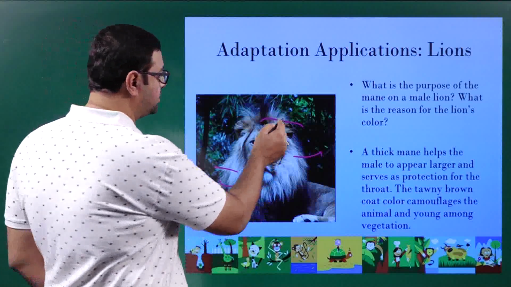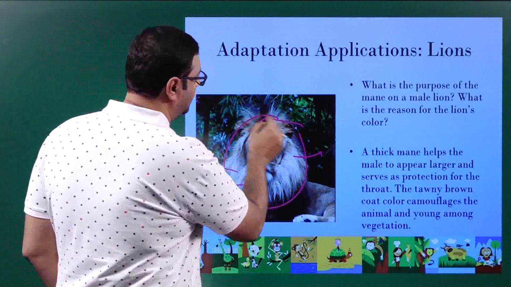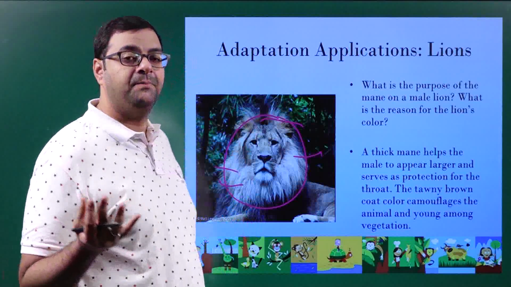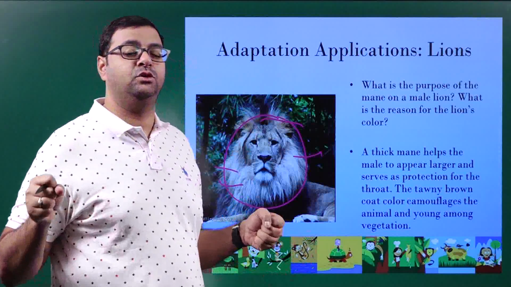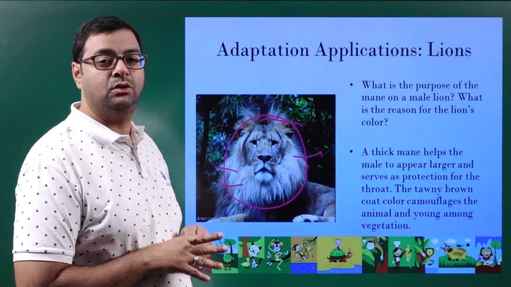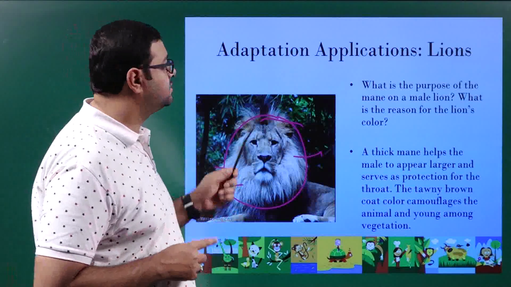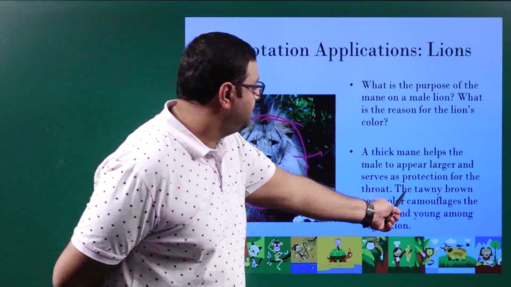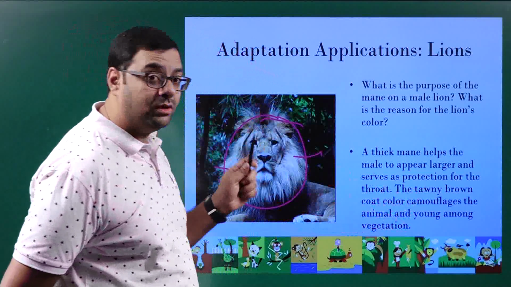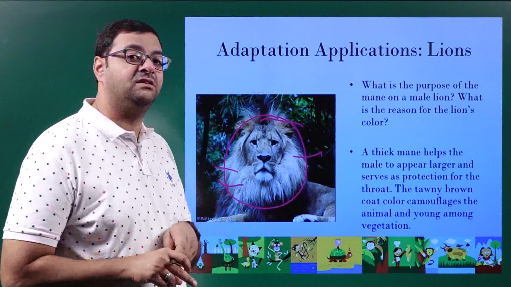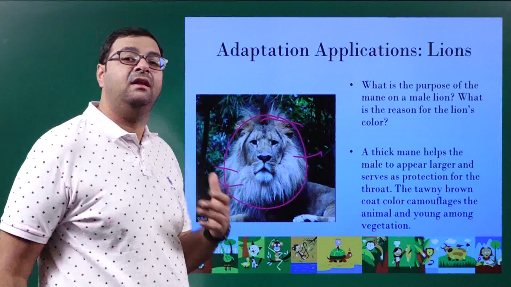So this mane, what does it do? It actually helps the lion to look more ferocious and more aggressive. It gives that large, bulky look to the lion. So that is the purpose of the mane. And one more thing I forgot to tell you, it doesn't expose the throat of the lion, which is the most vulnerable part in the lion.